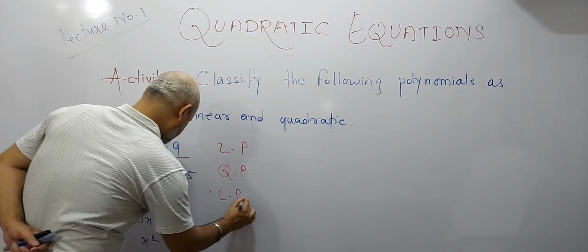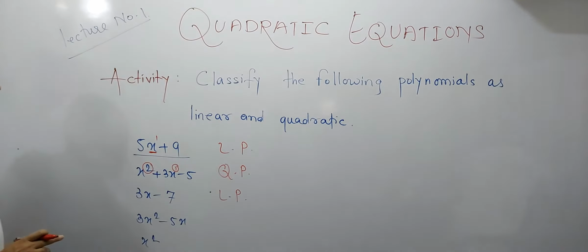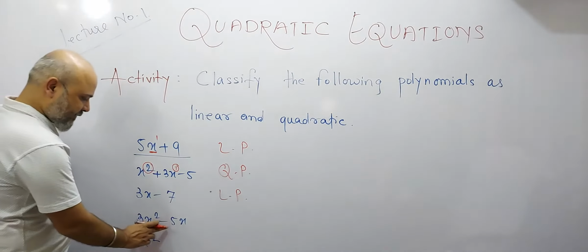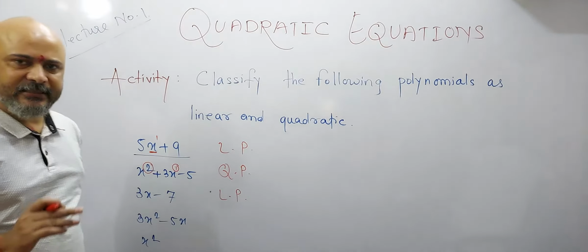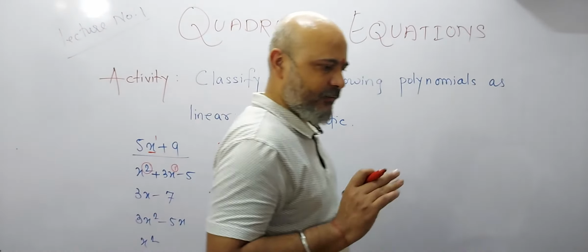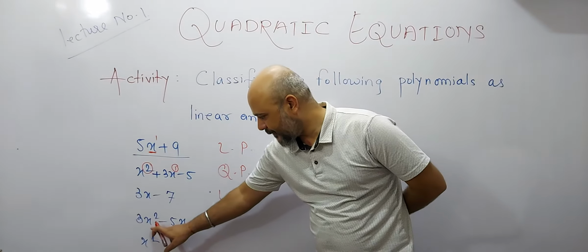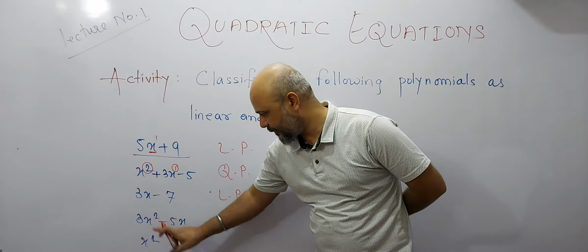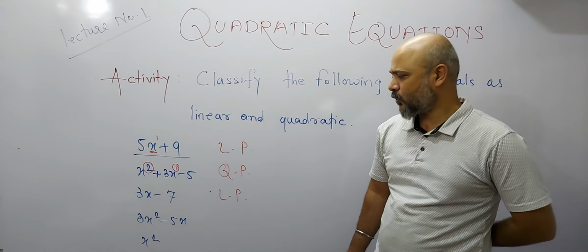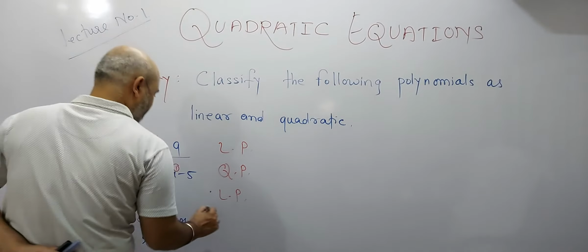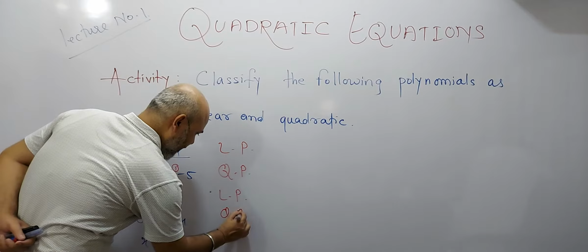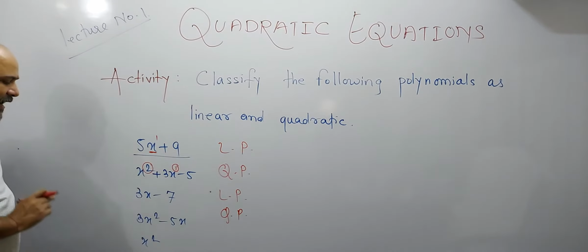Again, the next one, that is 3x square minus 5x. When you observe this algebraic expression, you will find that the degree of the variable x is 2. The highest degree of the variable is 2. Okay, so this is what? Quadratic polynomial. Right, this is a quadratic polynomial, and this is the last one, that is x square.